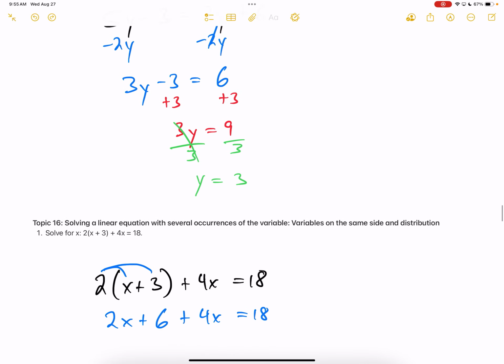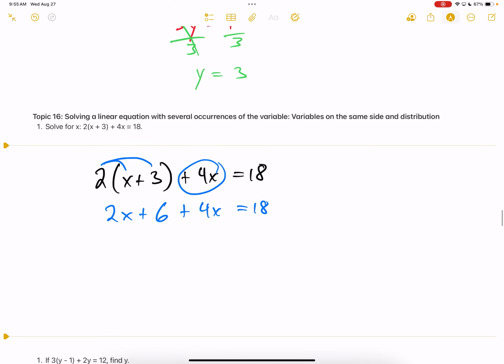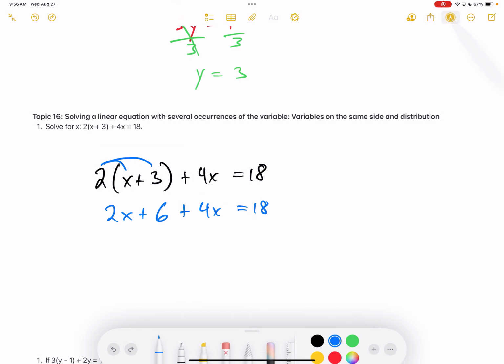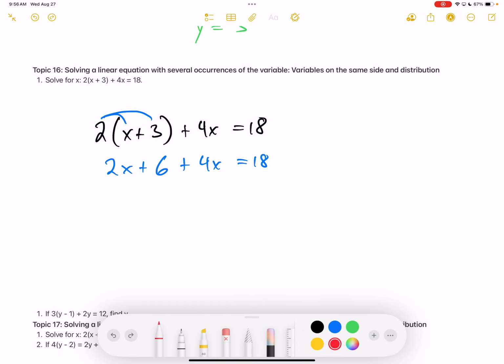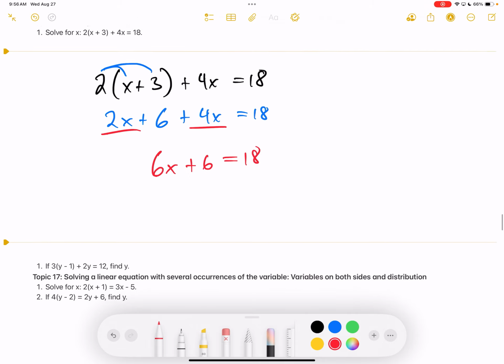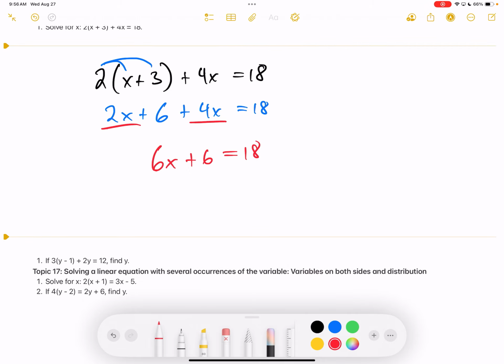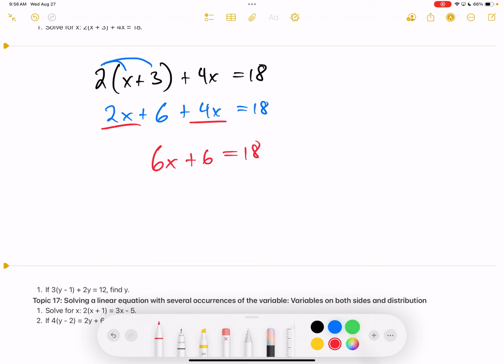This one, you have this 4x here bugging you, so you don't want to do the division thing. So I distribute, and now combine like terms, right? 2x and 4x is 6x. And now I've simplified as much as I can on the left-hand side, so we're going to start moving stuff. So I subtract 6 and divide by 6.